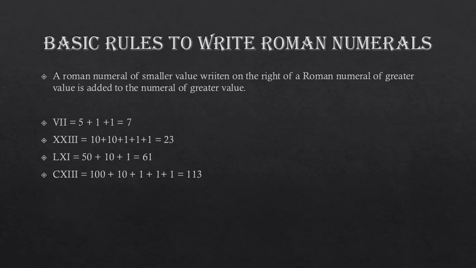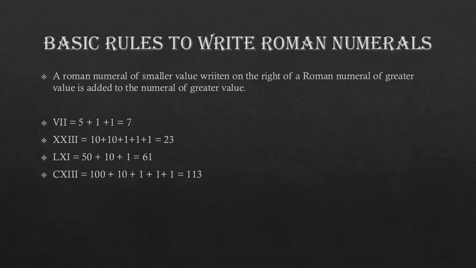Now children, again the next rule. Listen carefully, I'm going to explain this. A Roman numeral of a smaller value written on the right of a Roman numeral of a greater value is added to the numeral of a greater value. Now children, whatever is written on the screen, I'm going to explain each and everything. We'll see one example, children.